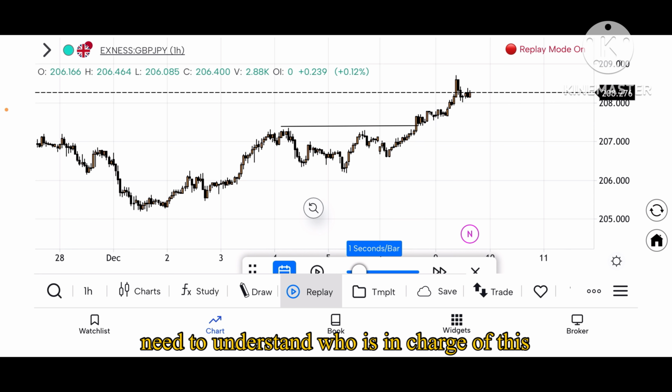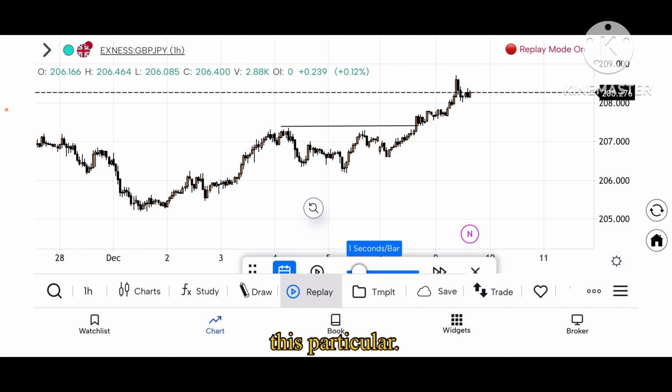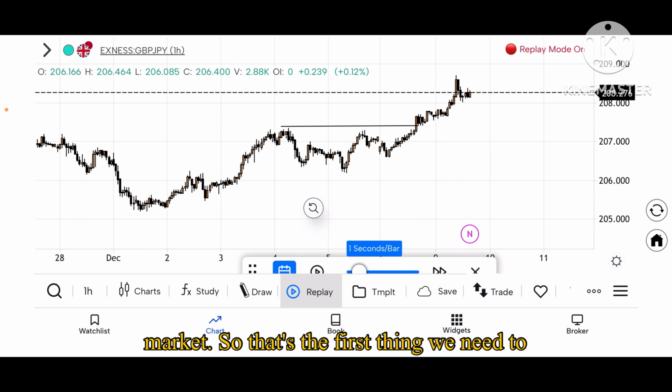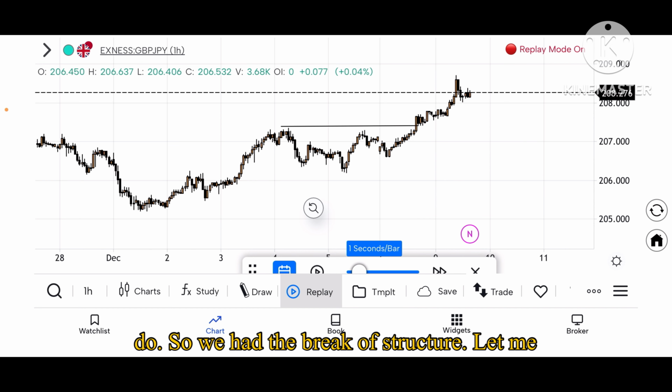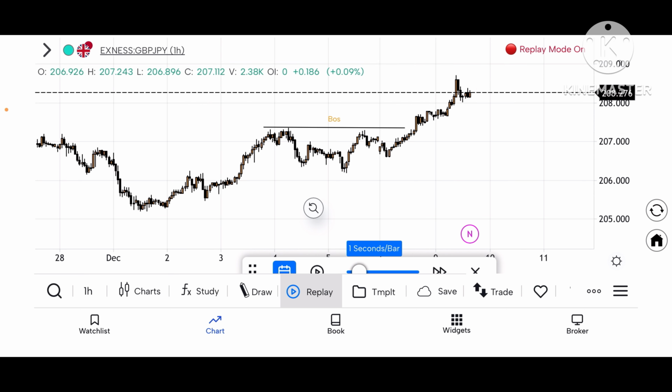So we really need to understand who is in charge of this market, which participant is dominant in this particular market. So that's the first thing we need to do. So we have the break of structure. Let me label it. So I've labeled it.